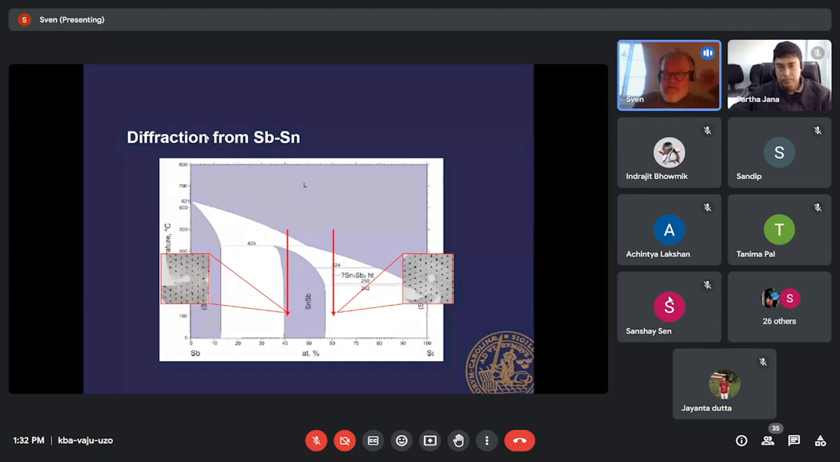The right-hand side, we're starting at the composition of the mystery phase Sn3Sb2, which is not stable at low temperatures. And when we cool that down, we get the diffraction pattern to the right.